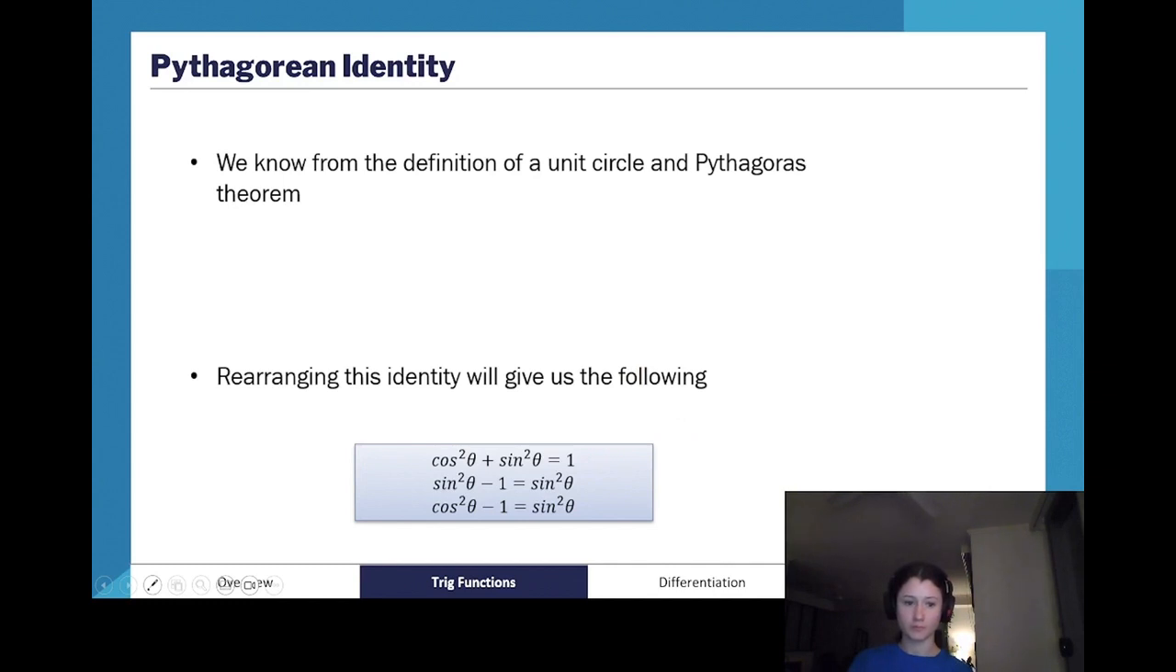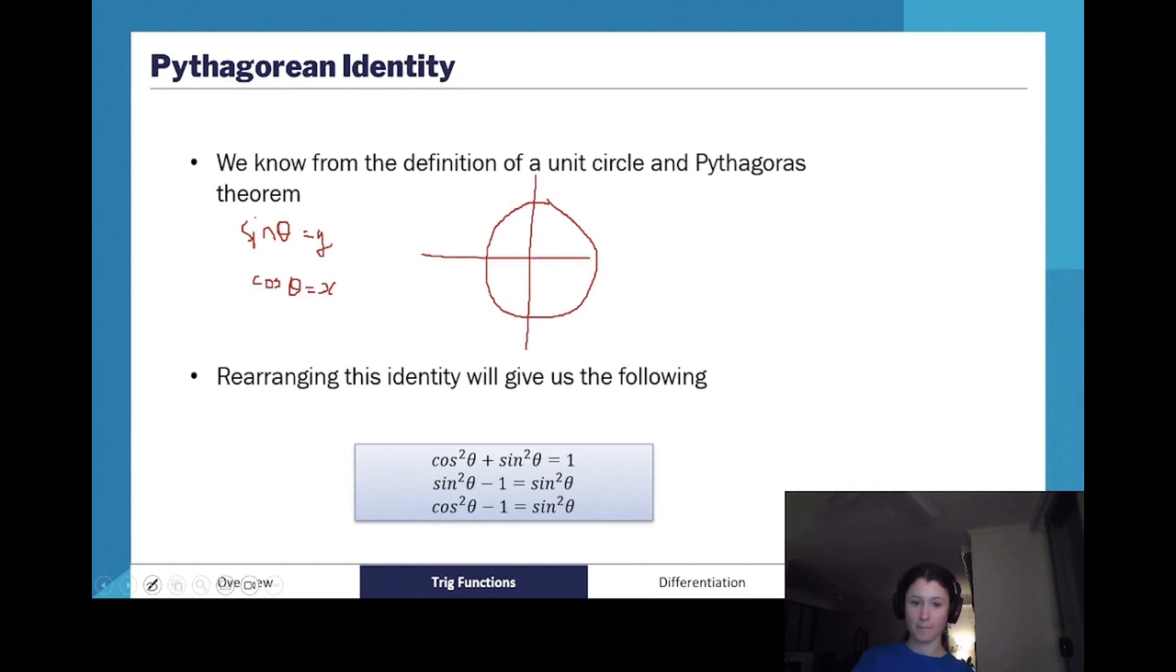So, we know that sine theta is equal to y. We know that cos theta is equal to x. What we also know, right, is that when we're looking at something inside of our unit circle, and we're looking at an angle, we have a right angle triangle.